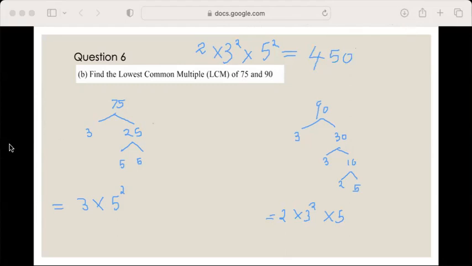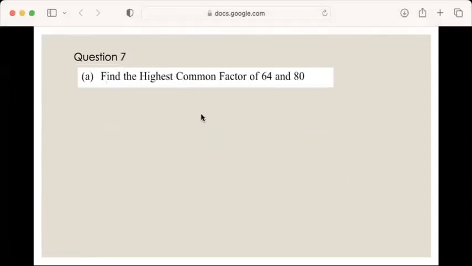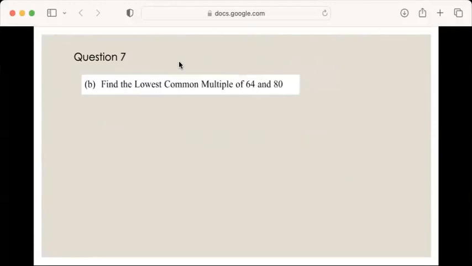Let's see. What is the next question? Question number 7. Right. So question number 7, there are two parts. Part A is find the highest common factor of 64 and 80. And next is find the lowest common multiple of 64 and 80.